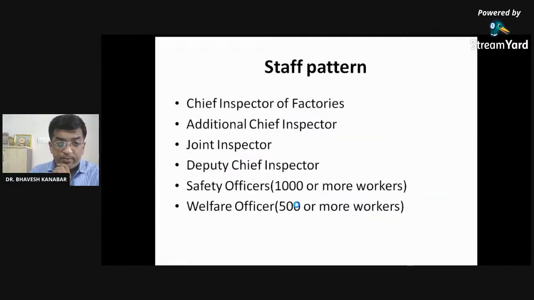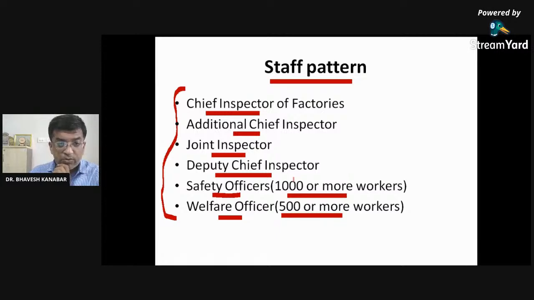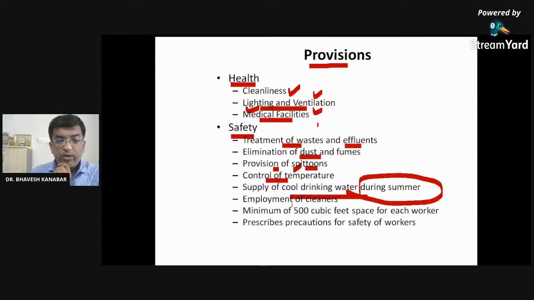Employment of the cleaner, minimum, yes, this is important. It can be asked in MCQ also. Minimum 500 cubic feet space for each worker. It is the norm under Factory Act. This can be asked in your pre-PG examination MCQ also, right?